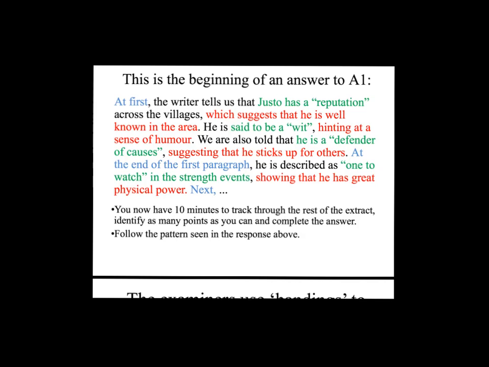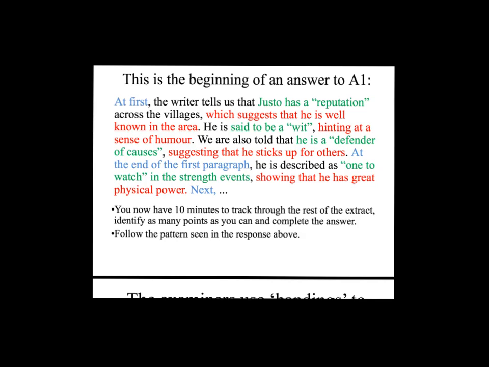At the end of the first paragraph, now we've used that lovely phrase there at the end of the first paragraph, and the reason why you've used it is, remember, you're indicating to the examiner that you're tracking through. So we can see this in the blue, at first, at the end of the first paragraph, and next. And these are markers to your examiner to show that you're doing this tracking. Okay, he's described as one to watch in the strength events, showing that he has a great physical power.